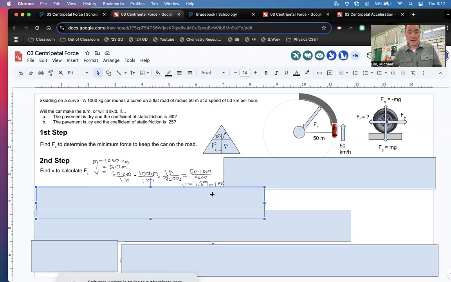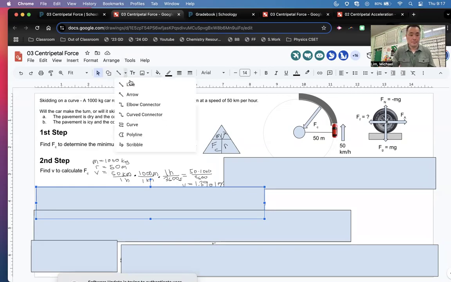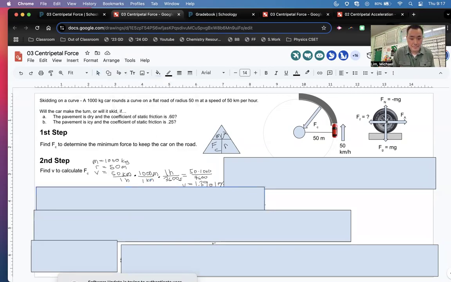But 50 times 1,000 equals, and then click divide by 3,600. Wait, what'd you get? So you did 50 times 1,000, you should get 50,000, and you divide it by 3,600.